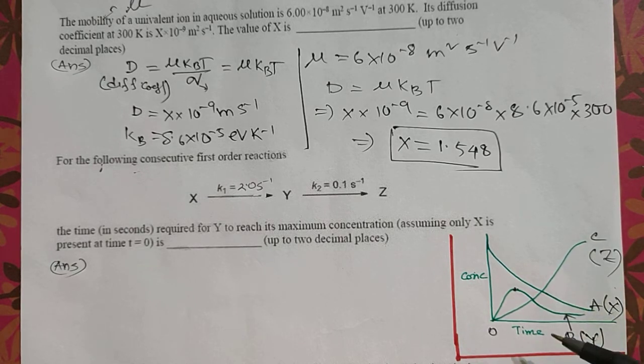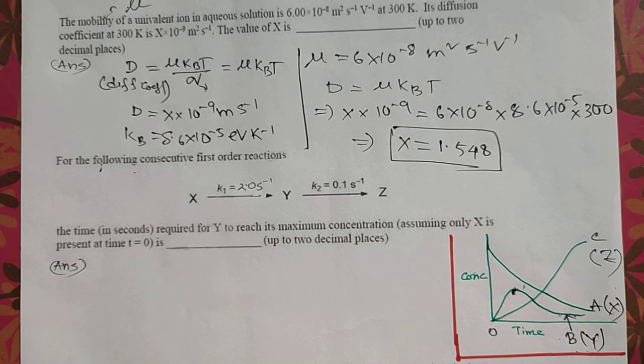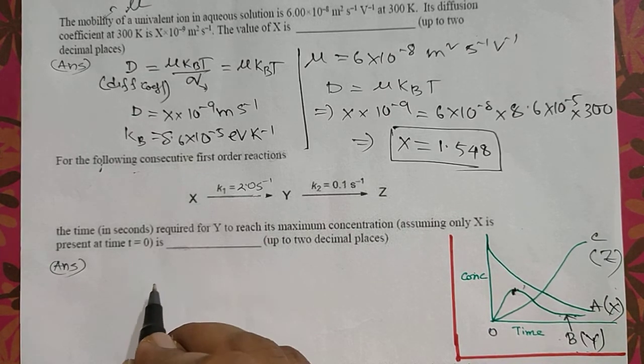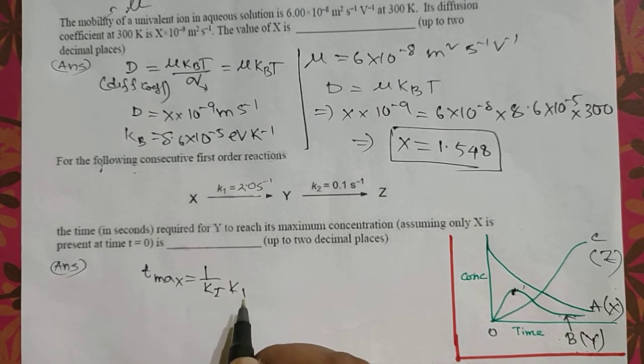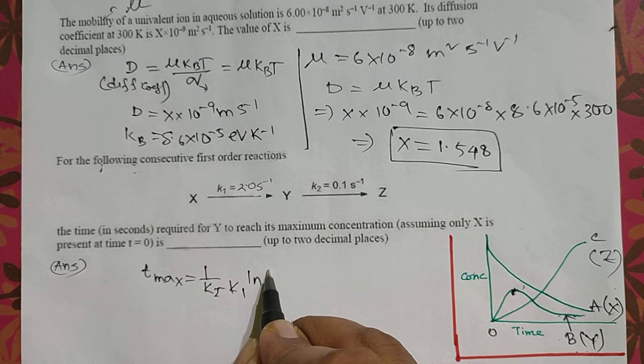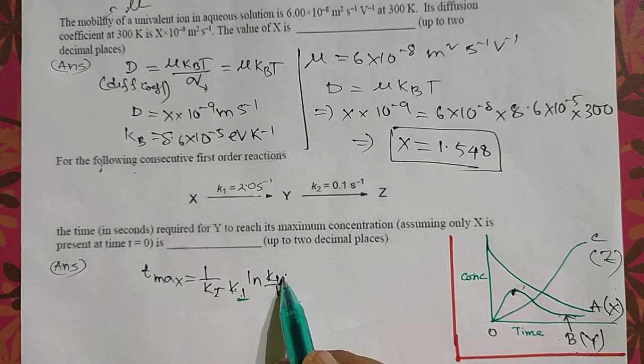Now there are 2 cases here, but I am not going into that. They wanted to ask the maximum concentration of y or b. The equation can be derived, but we will not derive it here, we will just write the equation directly. The equation is t max equals 1 by (k2 minus k1) ln (k1 by k2). Here you have to remember that this negative will come above.